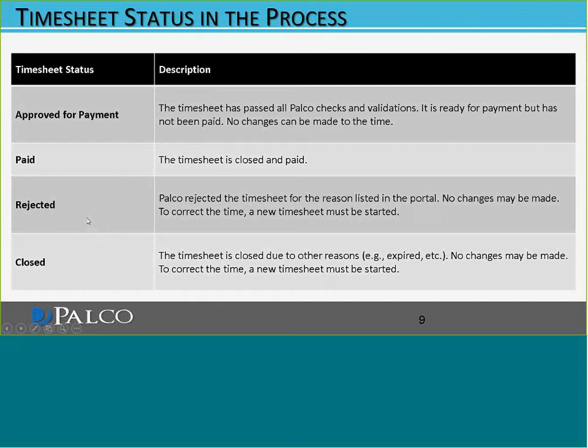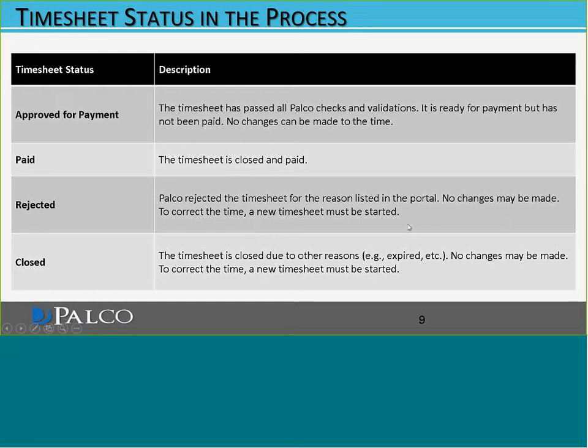Right here. Approved for payment. It means that your timesheet has passed all PACO checks and validation and is ready to be paid. If you see the status paid on your timesheet, it means your timesheet has been paid. Of course, it's closed and cannot be changed. If you see rejected, that means that your timesheet got rejected.